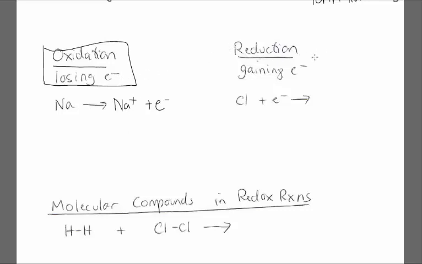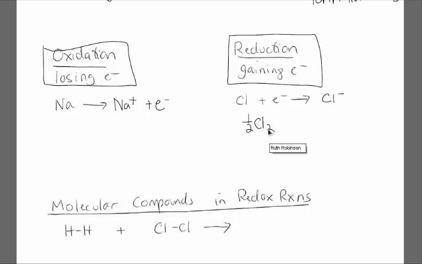The other half is reduction, which is gaining an electron. An example of that would be chlorine gets an electron and becomes chloride anion. Okay, and technically chlorine doesn't come as a single atom. It generally comes as the diatomic, so we'll take half of one chlorine diatomic plus an electron and say that it makes Cl- in order to start with the natural form of chlorine.